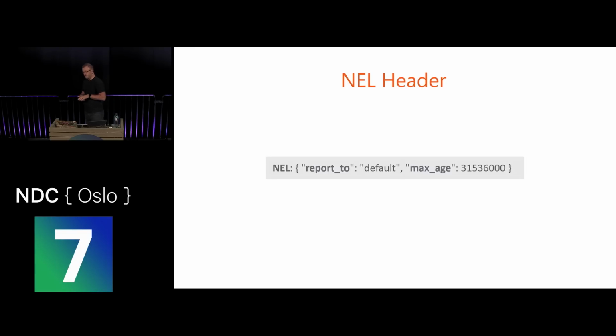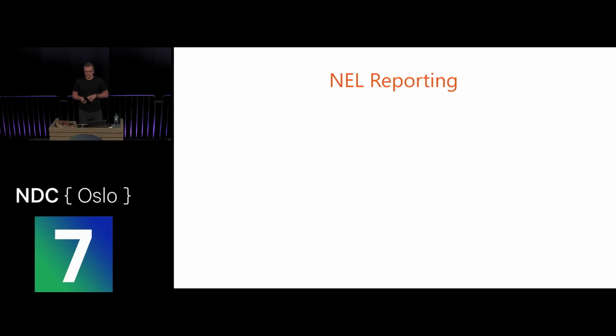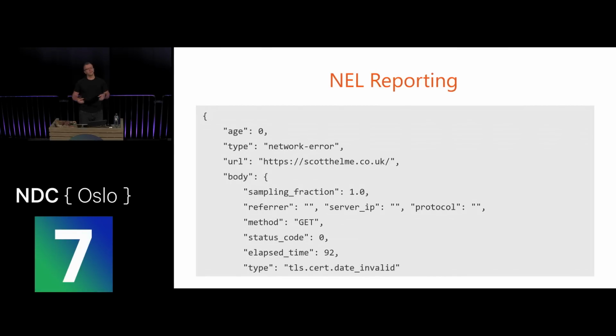Now, when these errors get tripped, when someone goes to your website, your DNS is broken, your certificate's expired, whatever it might be, this is what we get. This is what the browser will dispatch to that endpoint, a nicely formatted JSON payload. And it will tell you all of the information that you need about the appropriate error. So let's take a look through this.